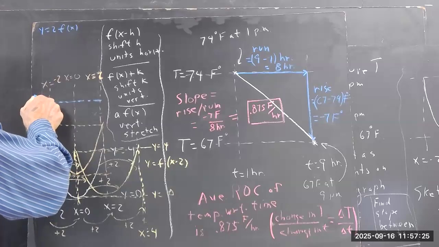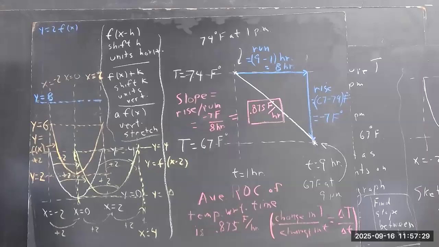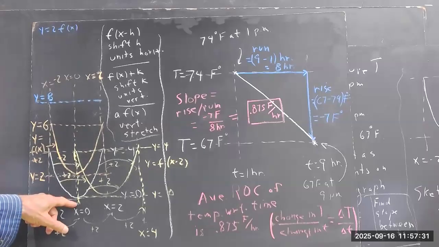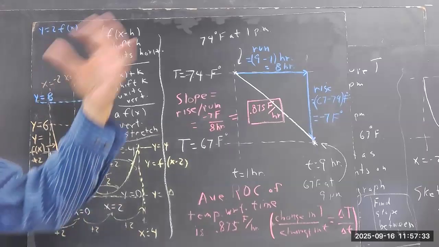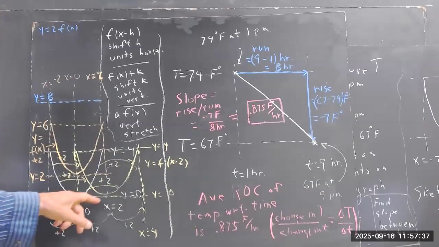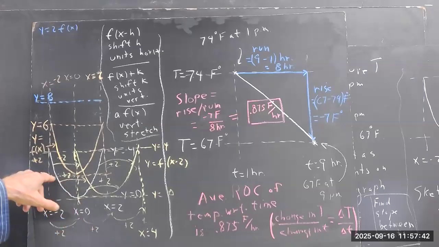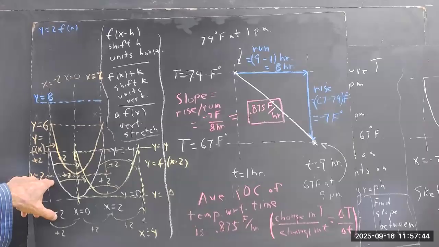So now here's y equals 8. But y equals 0, if you double 0, what do you get? Show me with your fingers. You get 0. So y equals 0 stays where it is. What happens to y equals 2? It becomes what? Y equals what? 4. Doubles. Okay?